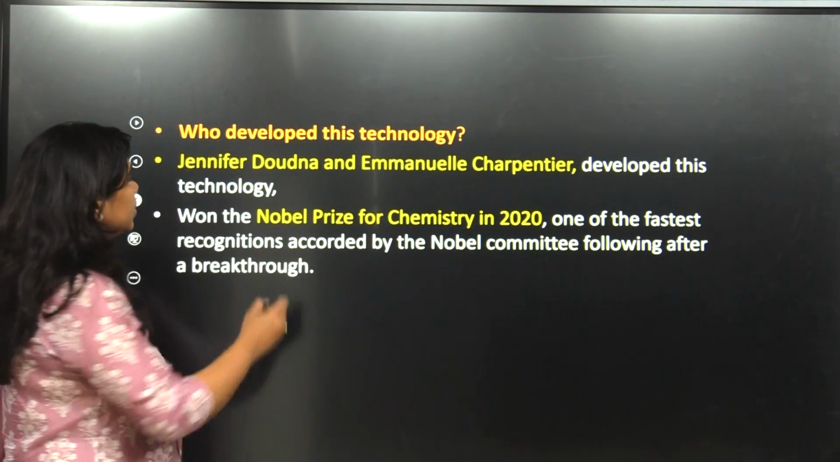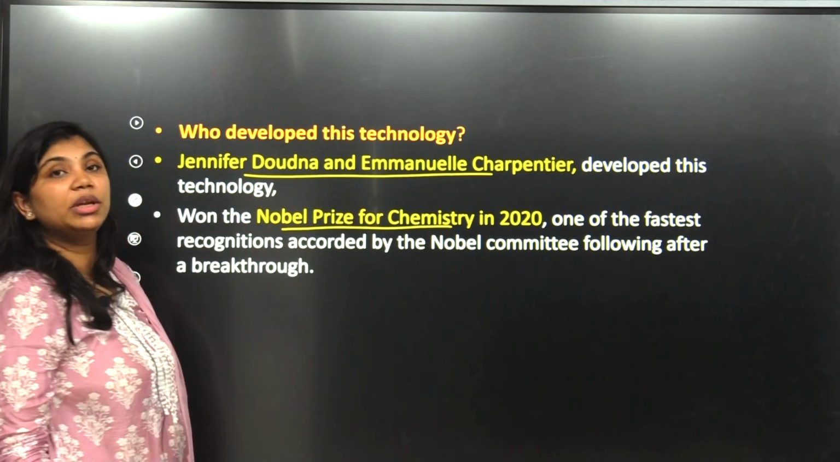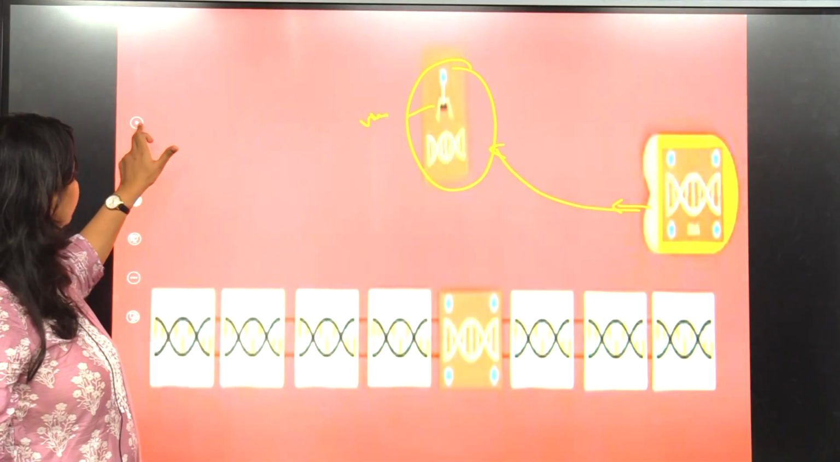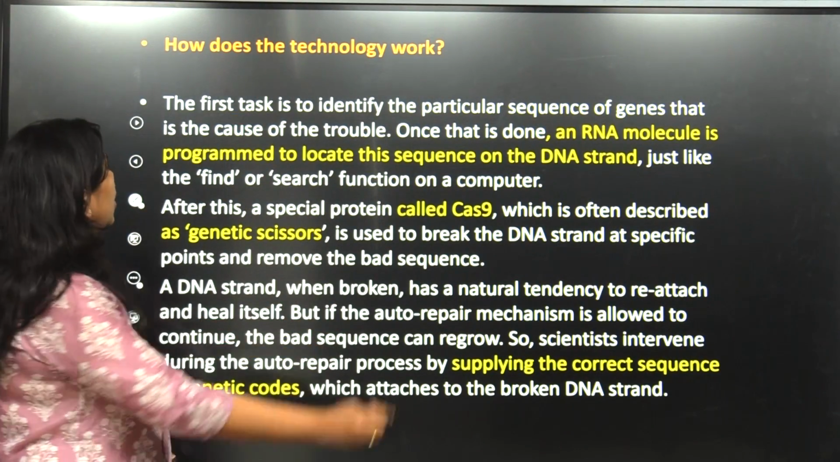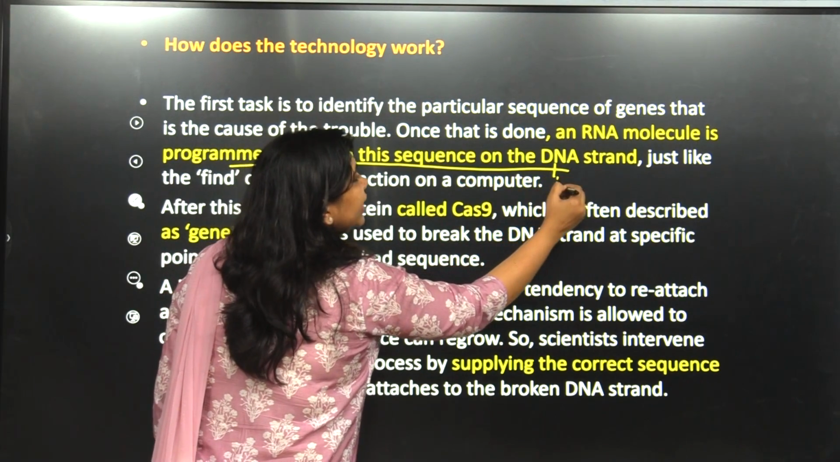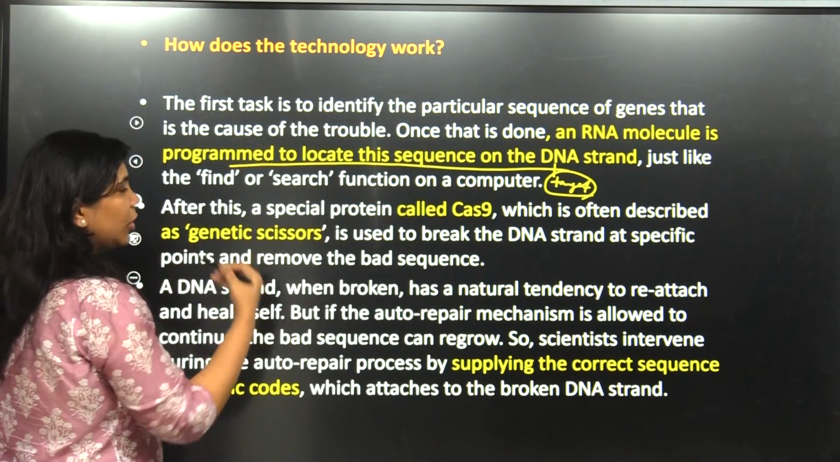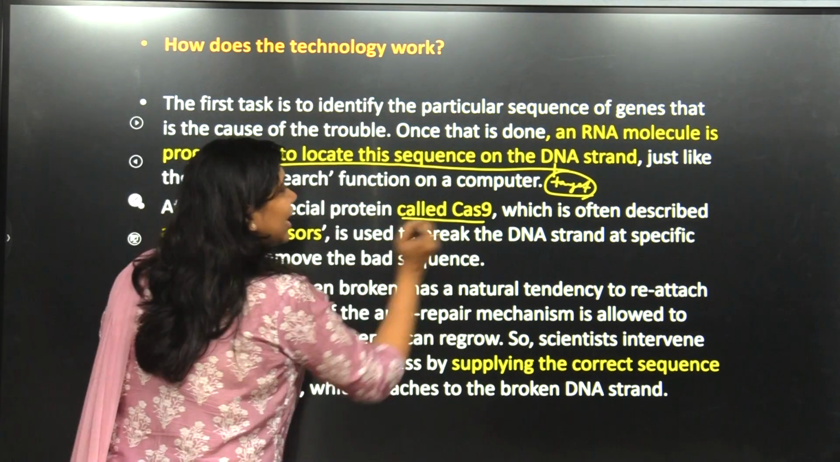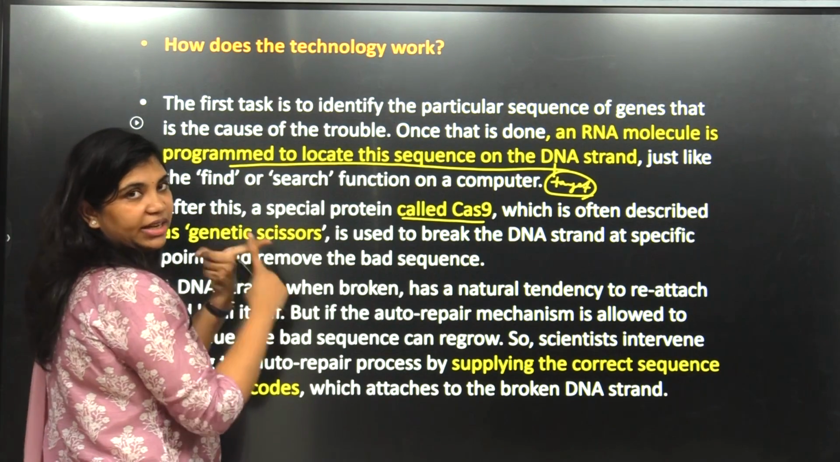So who developed it? These people developed it and they achieved a Nobel Prize in Chemistry in 2020. We have seen how this works. The RNA molecule is programmed to locate this sequence in the targeted DNA. Whatever DNA we want to target is there in the RNA molecule. And what is the purpose of Cas9? It acts as genetic scissors. It will break the DNA strand.